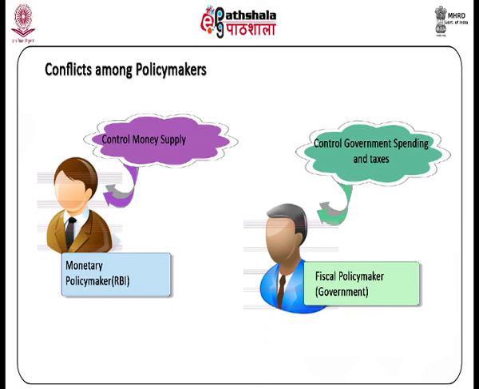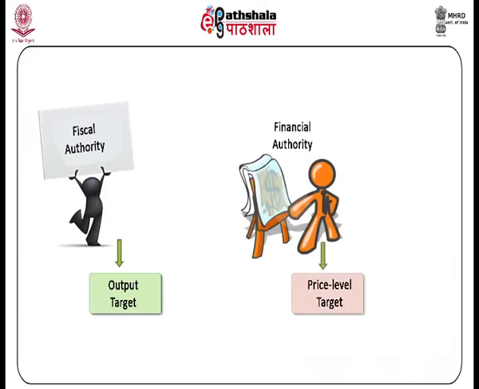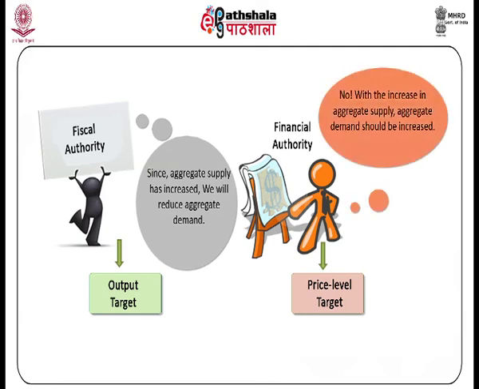The monetary authority is largely independent of the fiscal policymaker. This has both benefits and costs, but one cost is that the monetary and fiscal policymakers may disagree over the goals of policy. For example, the fiscal authority might have an output target and the monetary authority a price level target. If aggregate supply increases, the monetary authority will want to raise aggregate demand, but the fiscal policymaker will want to reduce it. The net effect is unclear, but neither policymaker is likely to achieve its target.